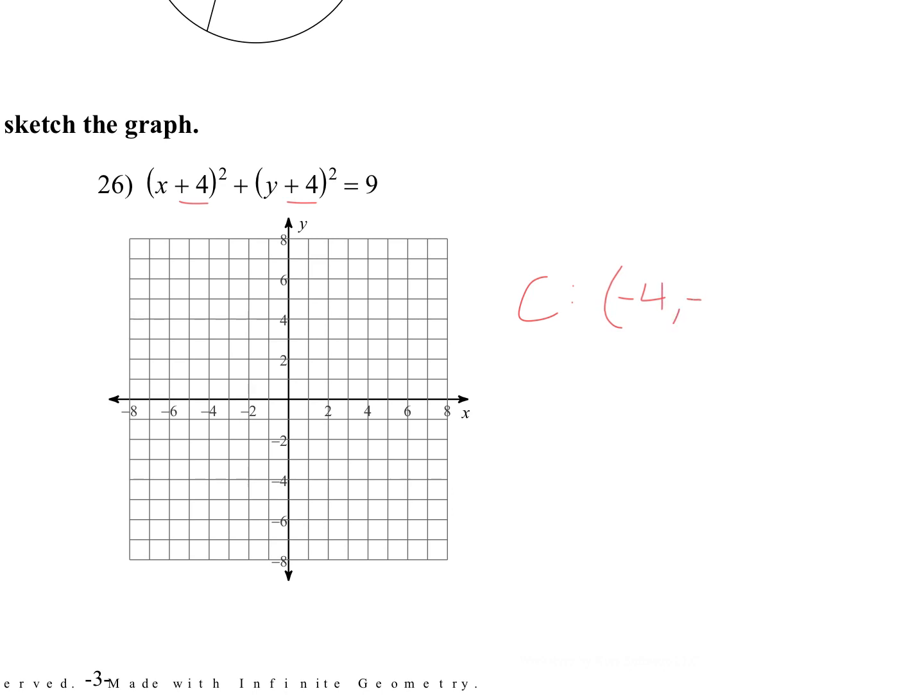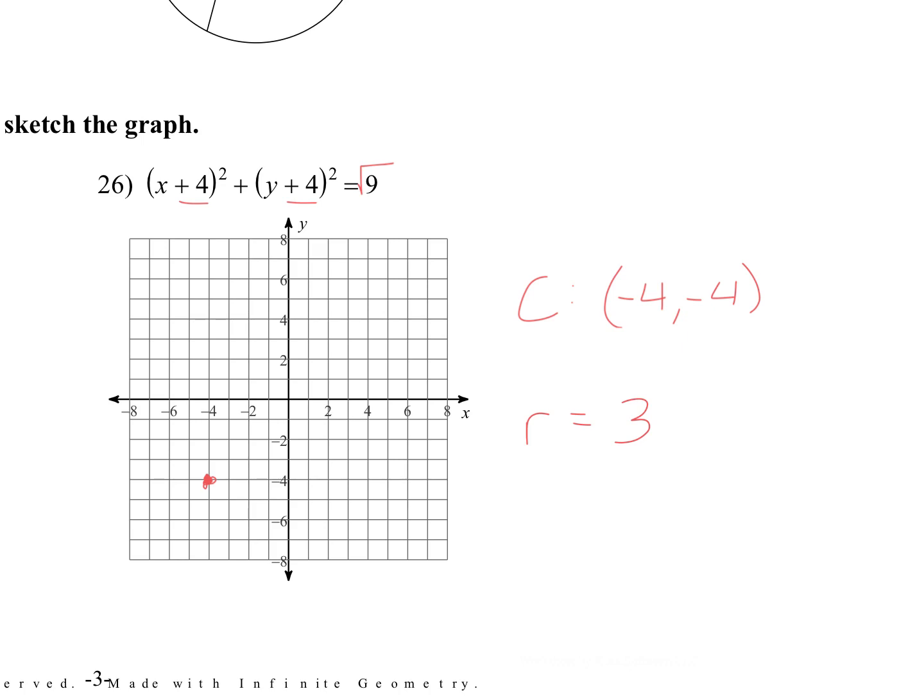Yep, -4 and -4. And then how do we find the radius? Square root. Yep, take the square root of this side, which is 9. 3. Now you have everything. Now we go graph. Do the center first, -4, -4. Now, I do not want this to happen. You find the center, and then you just do this. No. You cannot do that.